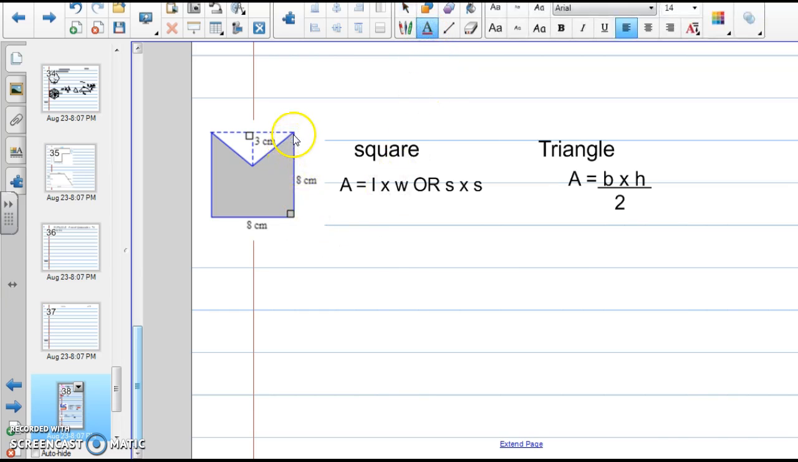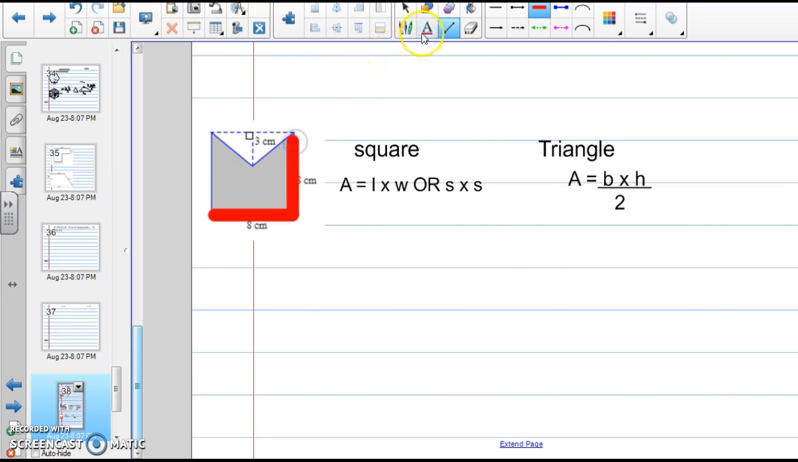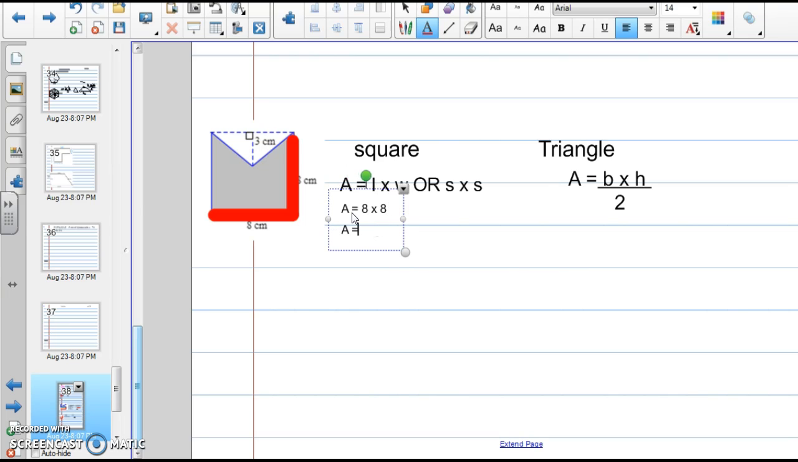Okay, let's look at just the square, and if you'll notice, if you follow that square around, one side is 8 centimeters and the other side is 8 centimeters. So to find the area of it, all we simply do is multiply 8 times 8, and we get an area of, for the square, 64 square centimeters.